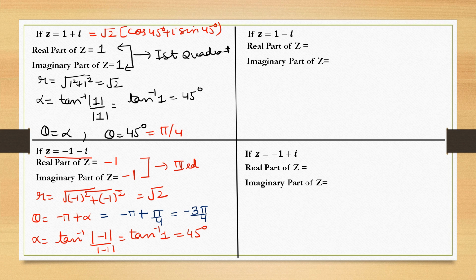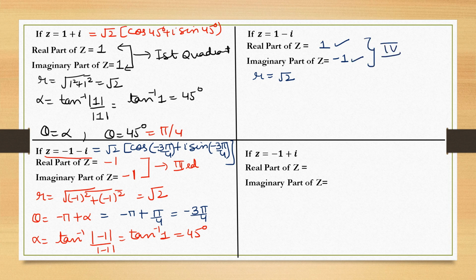So how will we write this number in the cos theta plus iota sin theta form? That will be root 2 times cos minus 3 pi by 4 plus iota sin minus 3 pi by 4. Now come to the third one. What is the real part? The real part is 1, the imaginary part is minus 1. We have already calculated r for this, that was root 2. Because x is positive and y is negative, this is lying in which quadrant? The fourth quadrant.